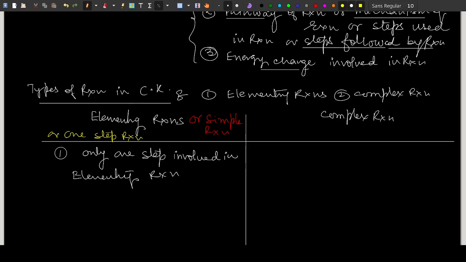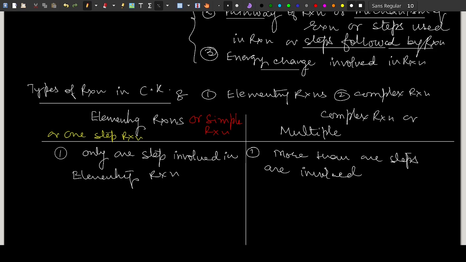Here in the complex reaction, a number of steps are involved, more than one step is involved. So we can say this is a multiple step reaction. So the complex reaction is a multiple step reaction.